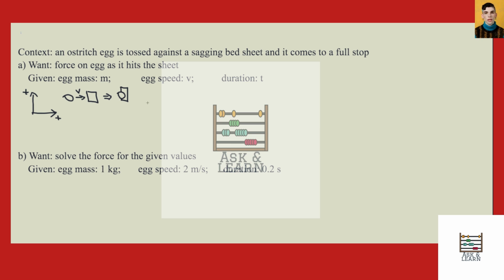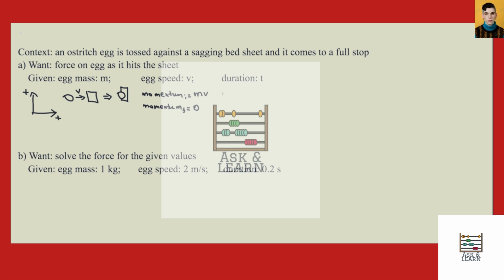So prior to the egg hitting the sheet, we have an initial momentum of m times v, which is the mass of the egg multiplied by the speed of the egg. And then as the egg hits the sheet, we have the final momentum, which is equal to the mass of the egg times the velocity of the egg, which is 0. So we just have 0 over here.